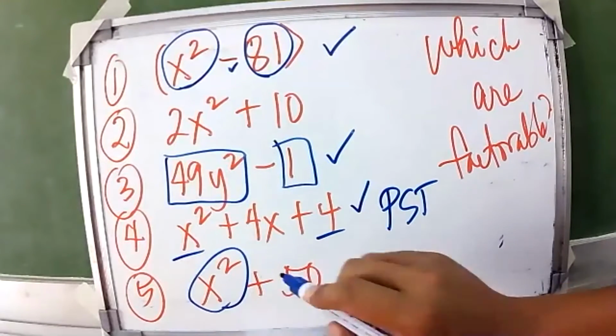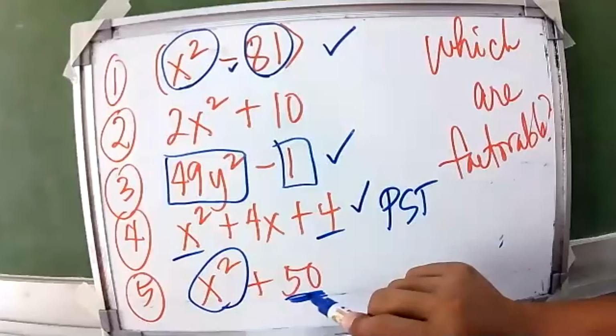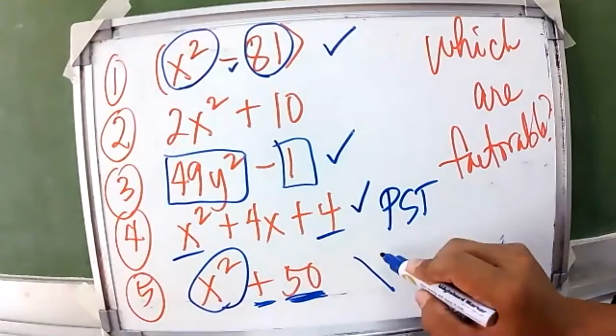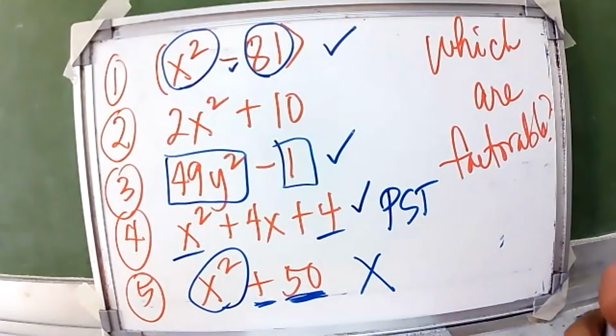Okay? And of course, this one, this is not factorable anymore. Firstly, ito lang ang perfect square. Ito, hindi naman siya perfect square. Tapos, plus pa siya. And there's no common factor. So, this is not factorable anymore. Okay? What about this? Is this factorable? Look at number 2. Kindly examine number 2. Is number 2 still factorable?